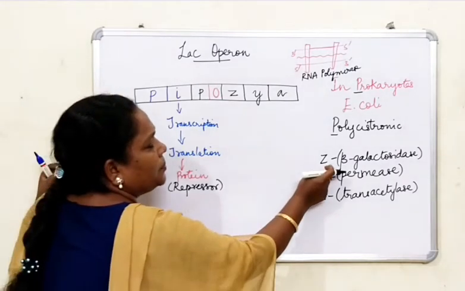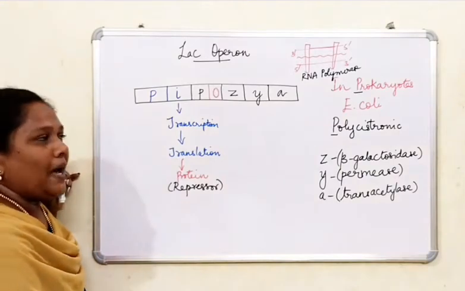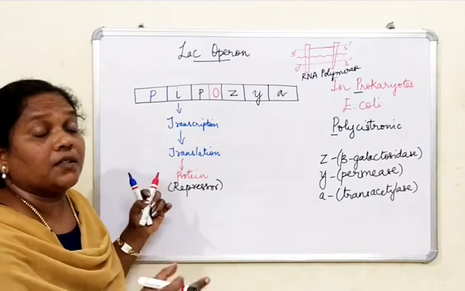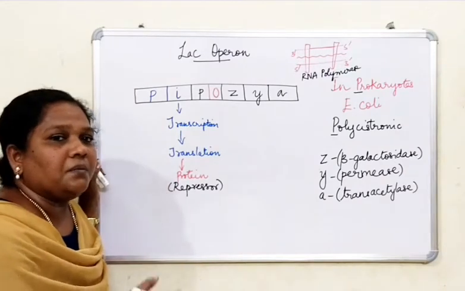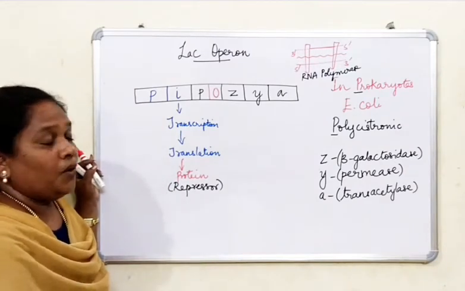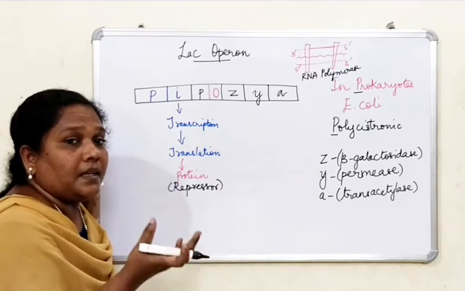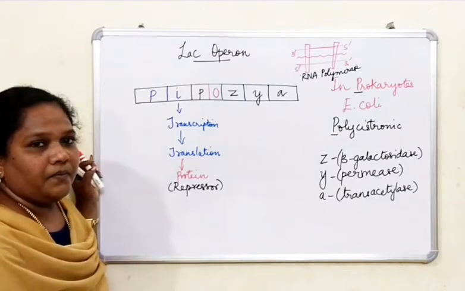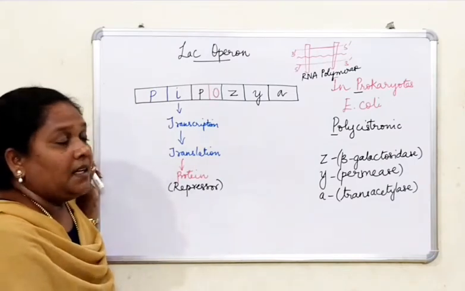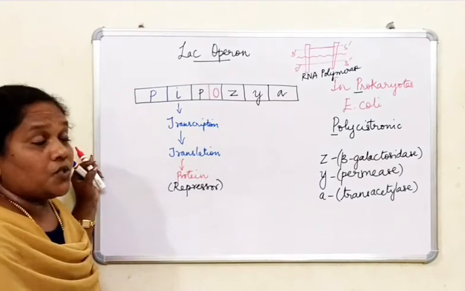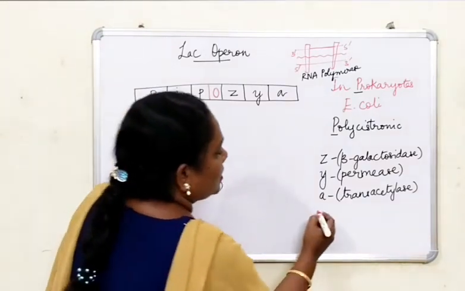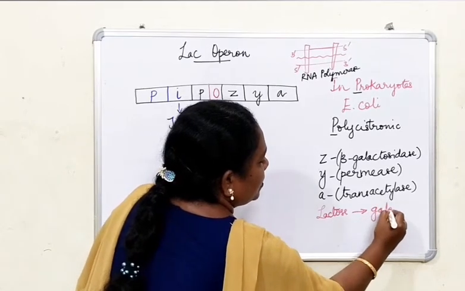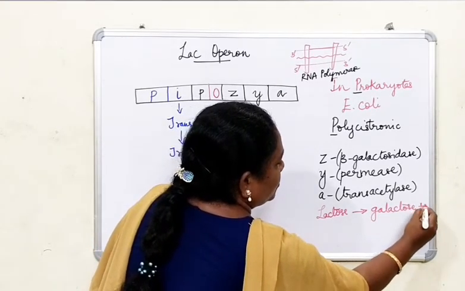Right. Now what will happen? What is the function of the beta-galactosidase? What happens here when the E. coli is allowed to grow in a medium containing lactose? The E. coli will not be able to take up the lactose as it is, because lactose is a disaccharide. So this lactose should be converted into galactose and glucose.